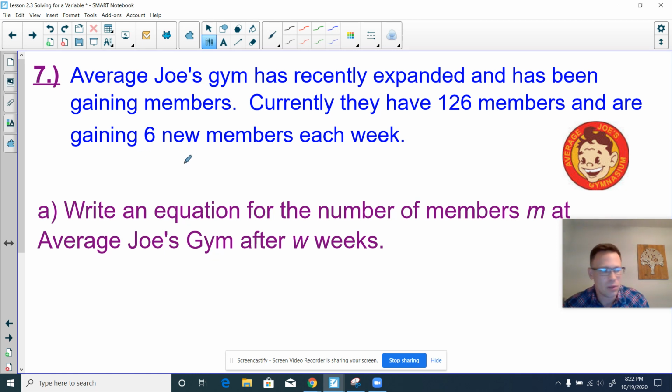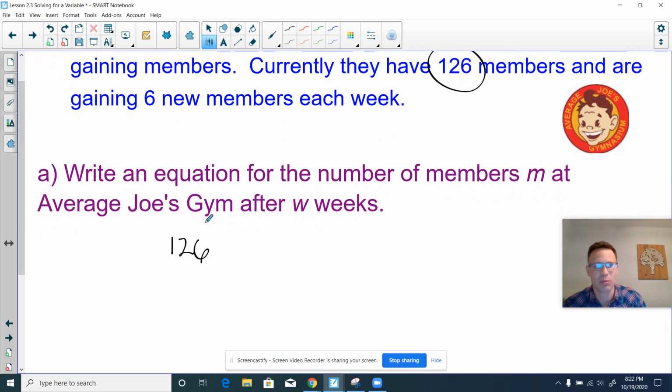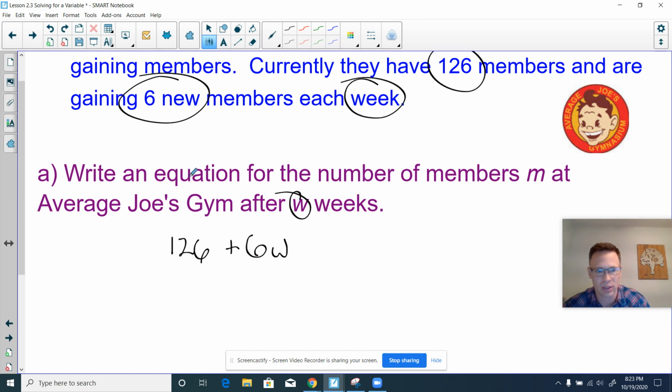So we have originally 126 members at the gym, and we are adding to that how often? 6 members every week. So let's call that 6W, right? That's what it says. So that's our expression, and that's going to be equal to the number of members that we have.